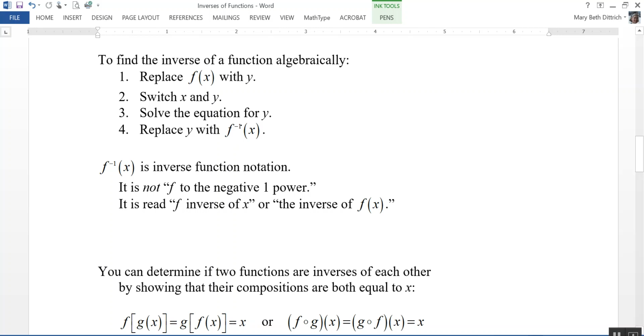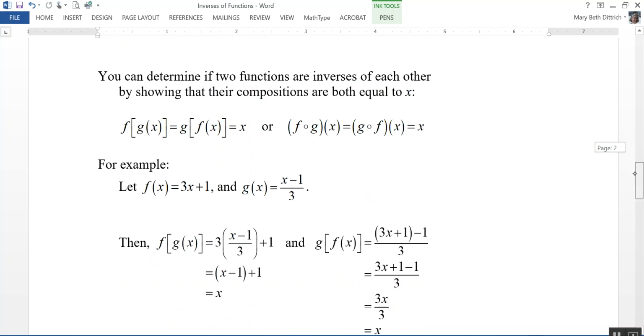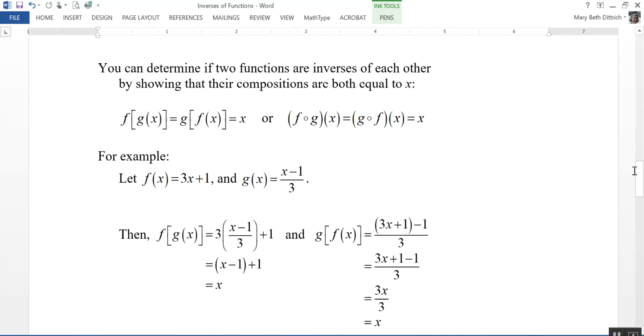Recall that sometimes what looks like a negative 1 power can actually mean the inverse of something, and that's true for functions as well. You can determine if two functions are inverses of each other by showing that their compositions are both equal to x. So if two functions are inverses of each other, then f of g of x is equal to g of f of x, which is equal to x.